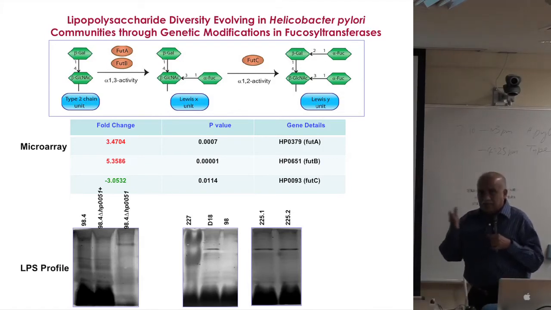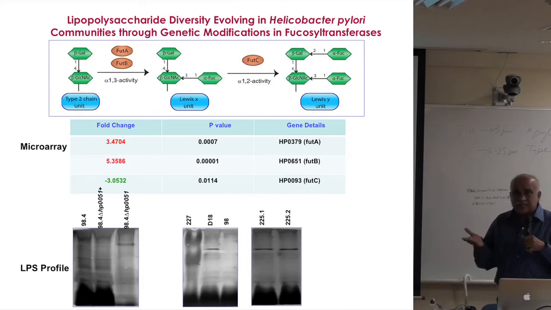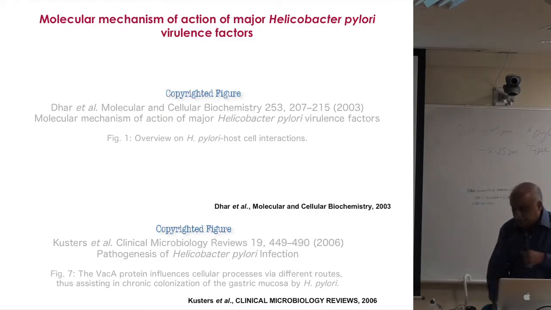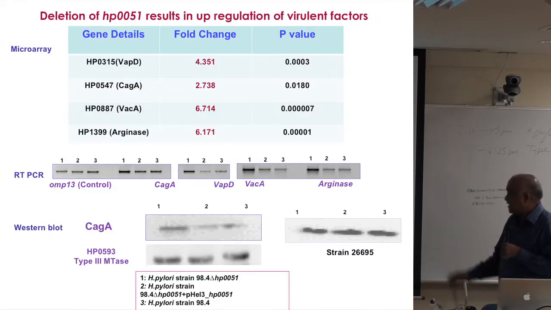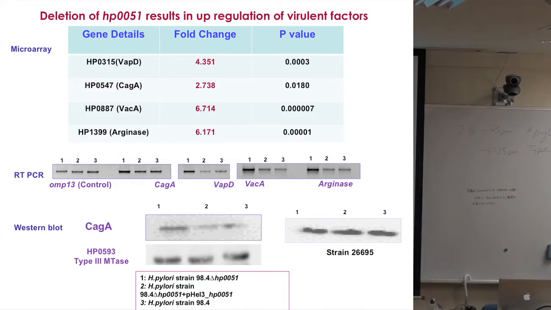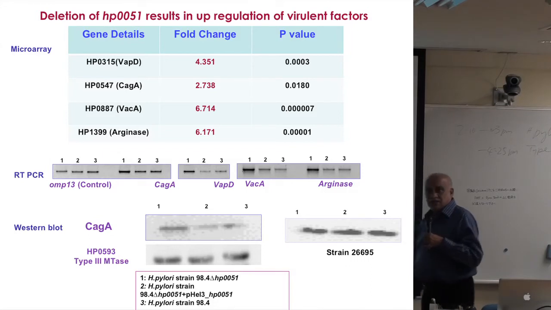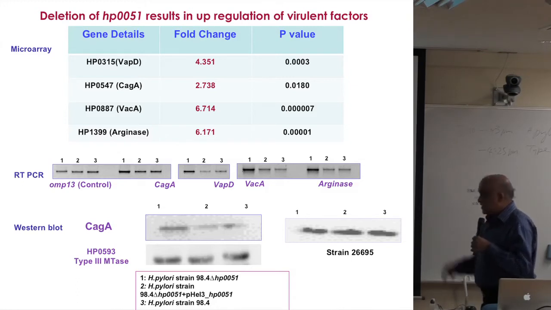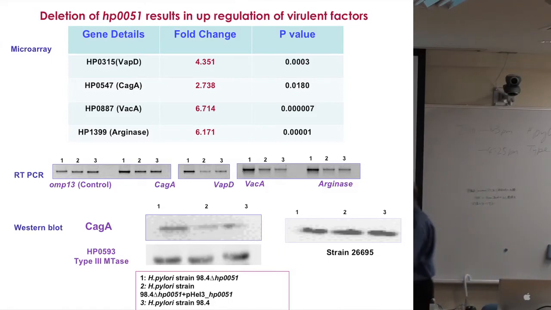So it's been confirmed either by RT-PCR or by doing Westerns by using antibodies, for example. Here you have the virulence, for example, the CAG genes. We had antibodies to this, and we actually showed that the protein levels of these pathogenic proteins are affected in the knockout strain, which is consistent in all the strains that you find, but some representative is shown here. So we have done OMP, the CAG, the VAPD, the VACA, and arginase.